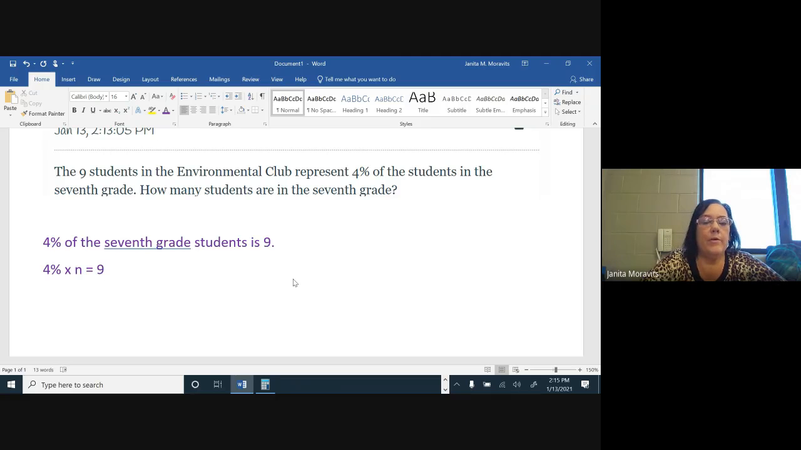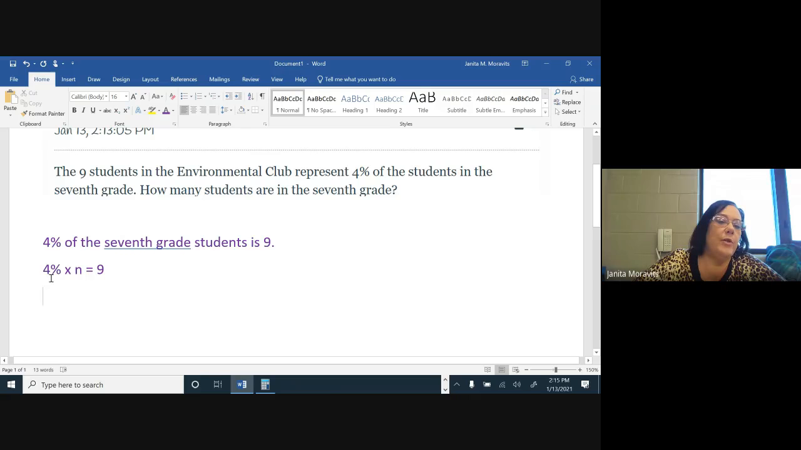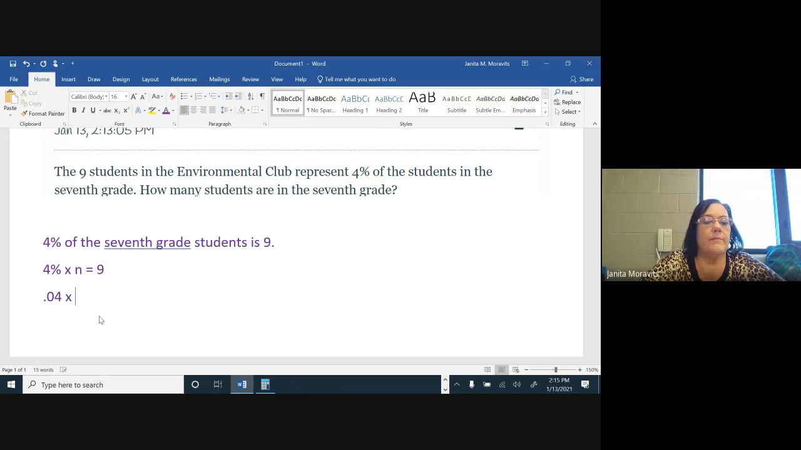Now, remember when we're working with percent, we have to change it to a decimal. So we need to move that 2 places to the left. Here's 1. Well, there's not another one. So what do we do? Well, that's where we put our 0 for a placeholder. So we would have 0.04 times however many total 7th grade students there are, equals 9. All right, let's write this like an expression that you've seen before. 0.04 times n equals 9.